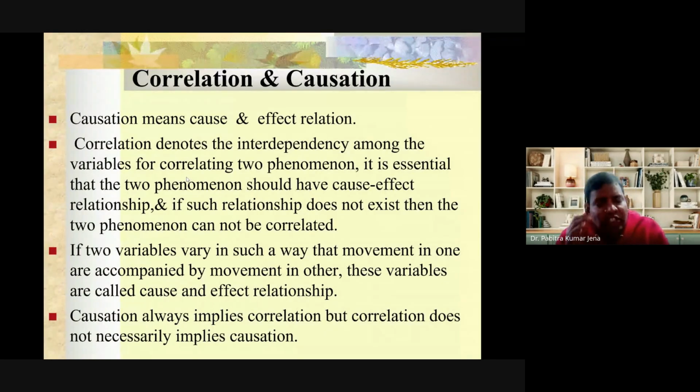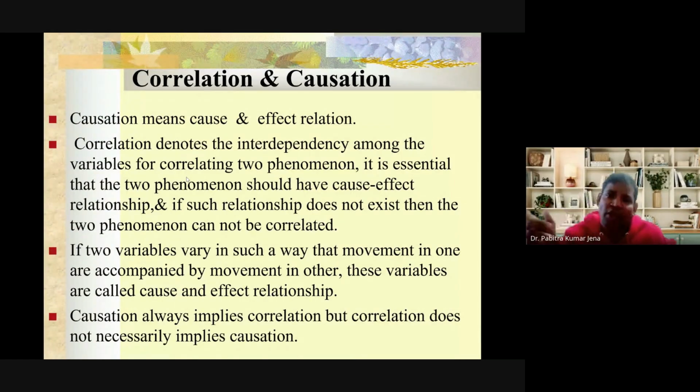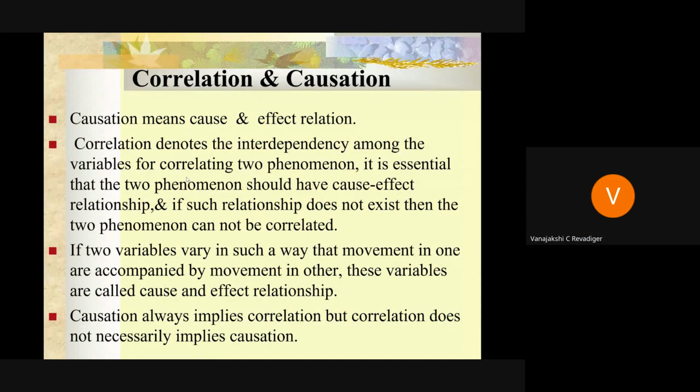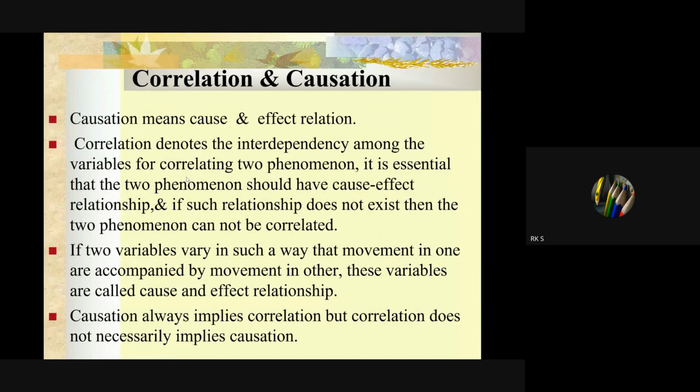Anybody can tell me, if there are two variables X and Y, how many cause and effect relationships are possible? If X and Y are two variables, what are the possible cause and effect relationships? One is X causes Y, another is Y causes X. Then what is the third possibility? There cannot be any correlation between the two. What is the fourth possibility? Both cause each other, sir.